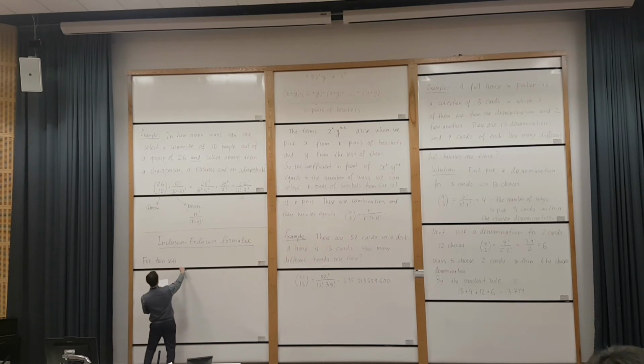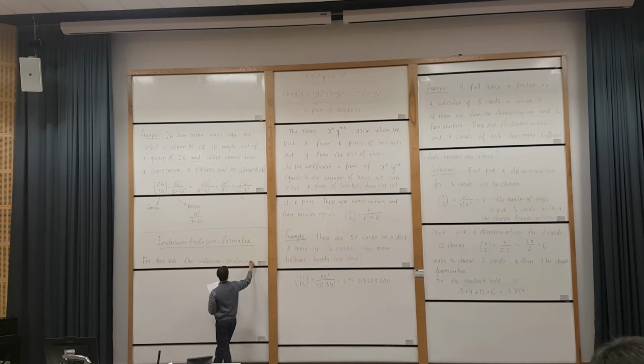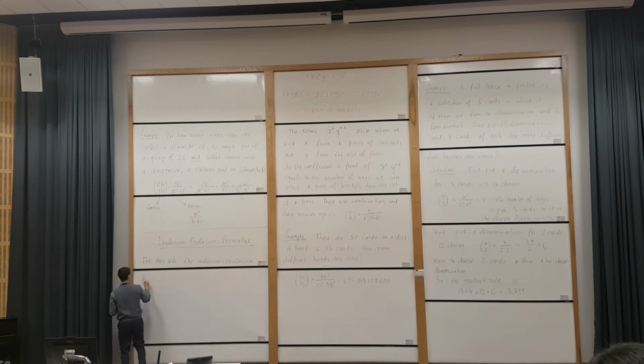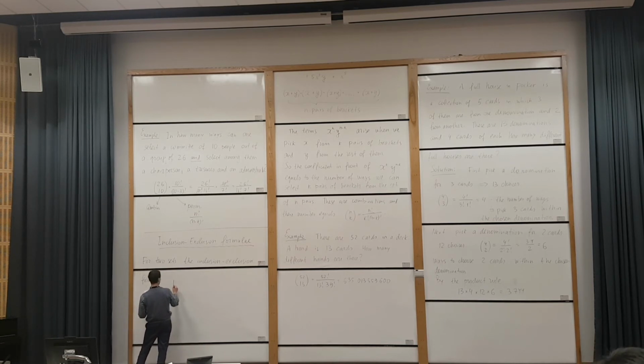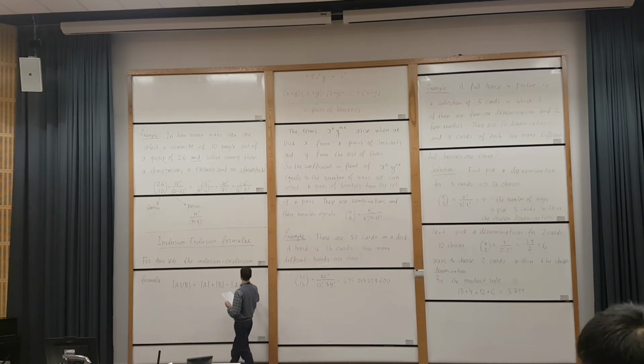For two sets, the inclusion-exclusion formula reads like this. It tells you that the number of elements in the union of two sets equals the number of elements in the first set plus the number of elements in the second set minus the number of elements in the intersection.